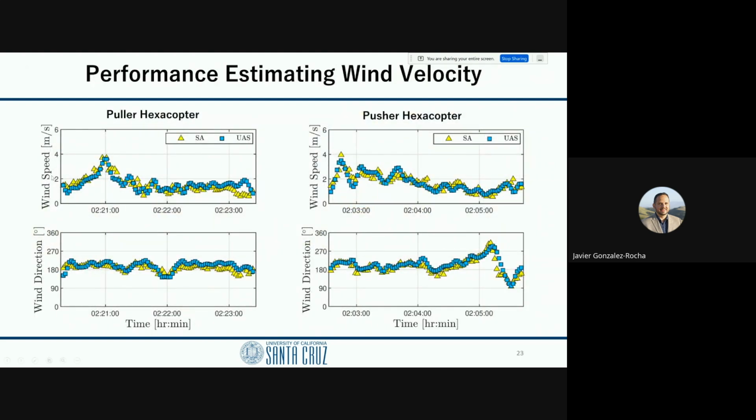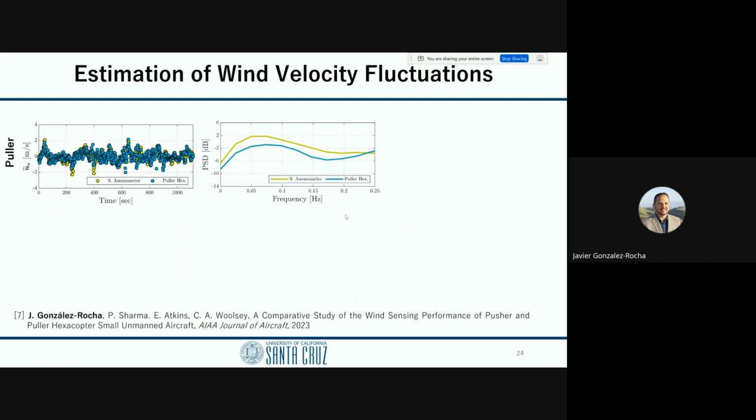So on the left, focusing first, there's wind speed and wind direction versus time. The yellow is the sonic anemometer, and the blue square is the drone, or the UAS. And so you can see it very well captures the peak or the change in wind speed, as well as wind direction. Pusher hexacopter as well. Great performance. So for measuring general trends, they both appear to be doing a good job.